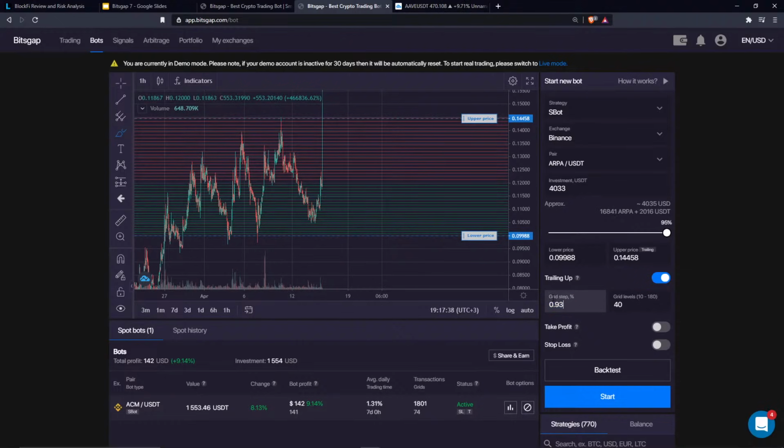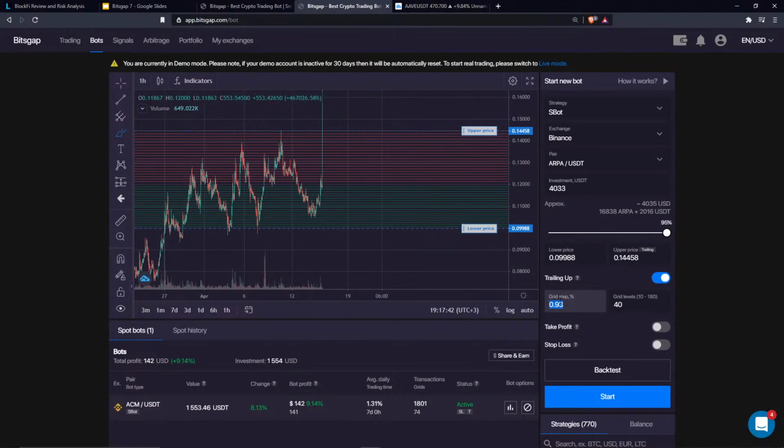0.93%. That is known as the grid step. Okay, so basically the margin I take here is 0.93% per each trade. Okay, and the fee is already taken into account. In fact the gap is somewhere around 1%, but since we deduct the fee, we display this value.